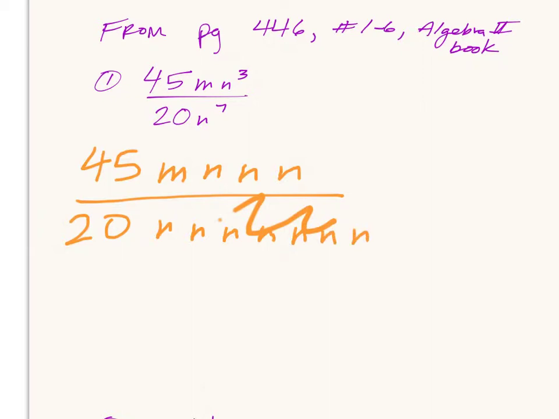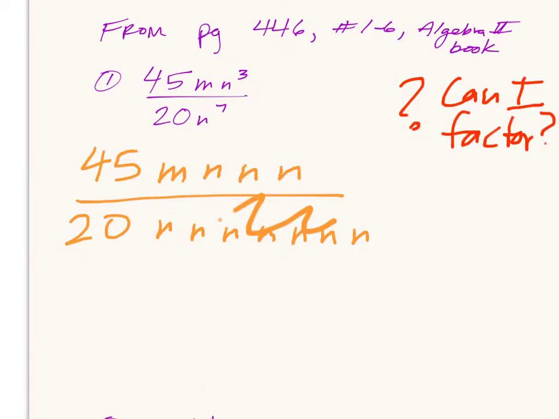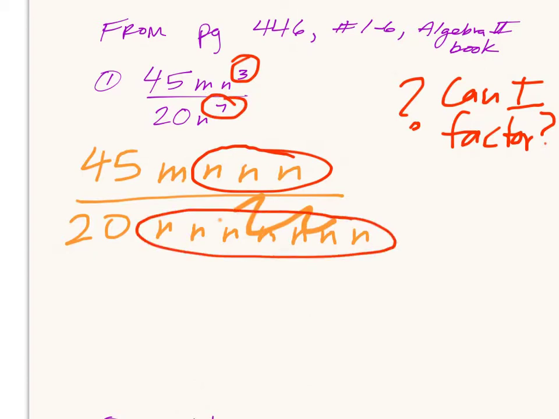Alright, first question for yourself. Can I factor? Well, you just did it. You took those 3 n's, the cube there, and turned it into 3 n's. Took the 7 and turned it into 7 n's. That was technically some factoring that you did.